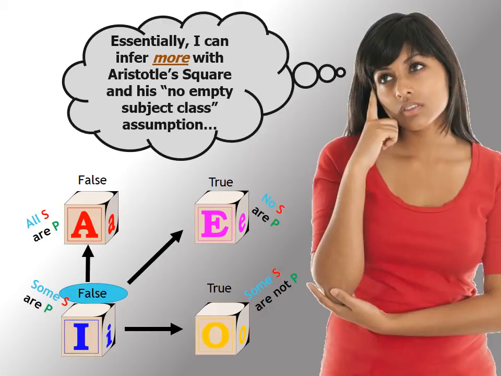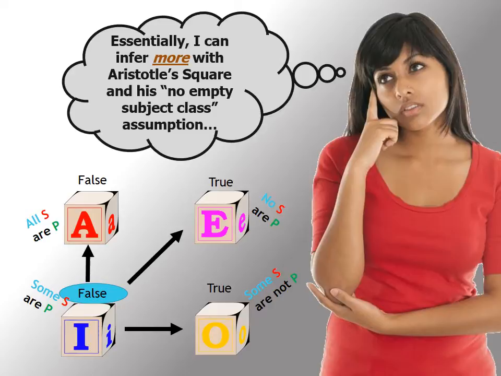And again, try this example. If the I sentence is false, well then A involves the same existential assumption that I makes, so A would have to be false as well. E would be true in virtue of being contradictory to I. It's going to take the opposite truth value.